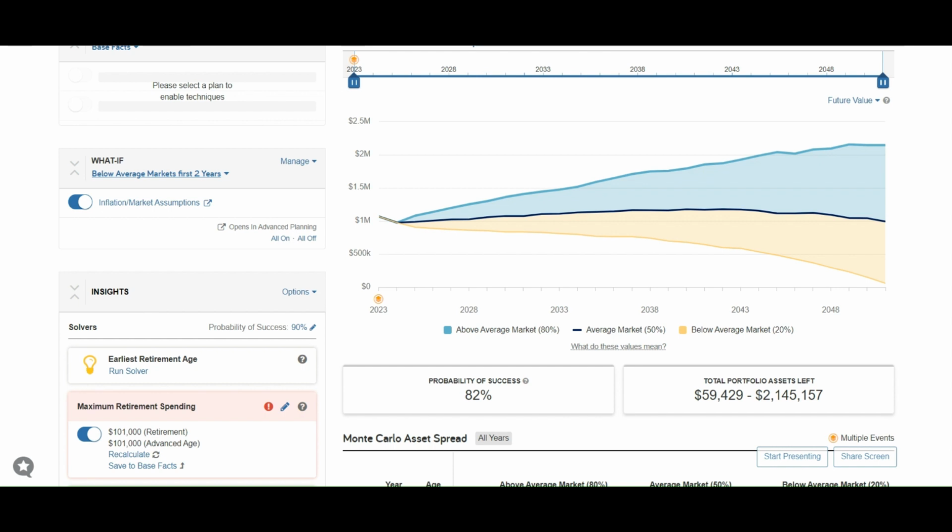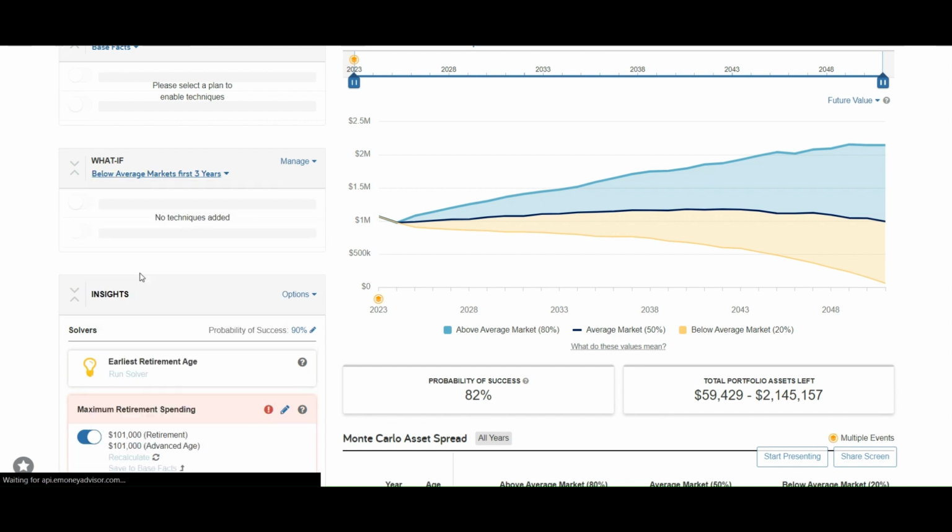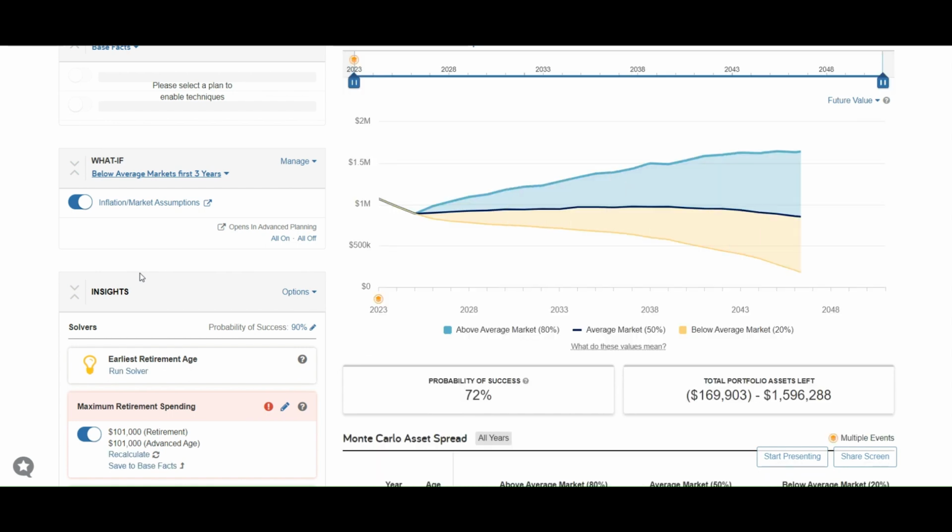But let's say markets continue to underperform for an additional year, right? We have 3 years starting off retirement with some rough market years. And when we rerun this calculation, we see now their success rate has dropped to 72%. That's now below our lower threshold. And in this event, it would be advisable to reduce their expenses.